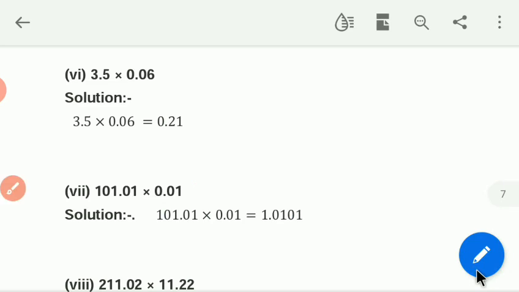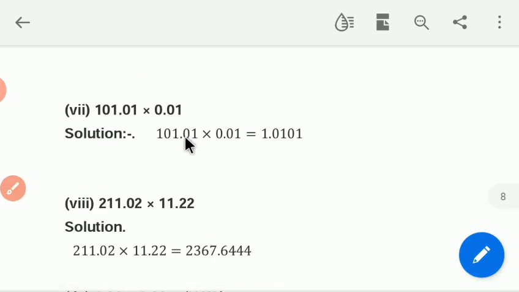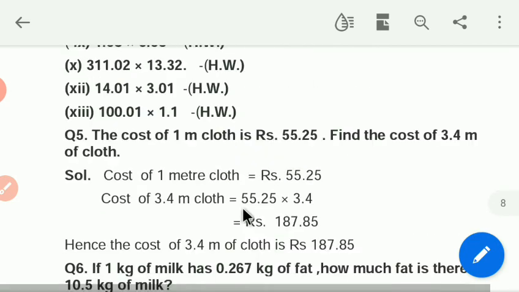Seventh one, 101.01 into 0.01. So if we multiply as a whole number, you can see that 0.01 means 1 only. So it can be written as 10,101. Now you can see in both the numbers after the decimal 2 digits are given. Here 1, 2, and here also 1, 2. It means 2 plus 2, 4. So in the answer from the back we have to count how many digits? 4 digits. 1, 2, 3, 4. Then put the decimal. So the answer will be 1.0101.